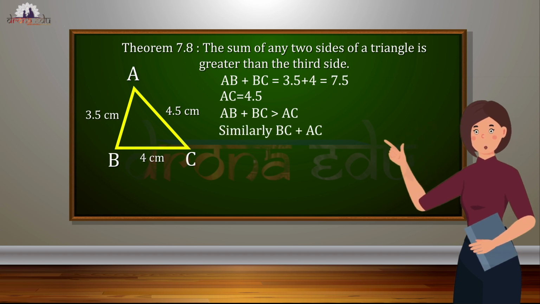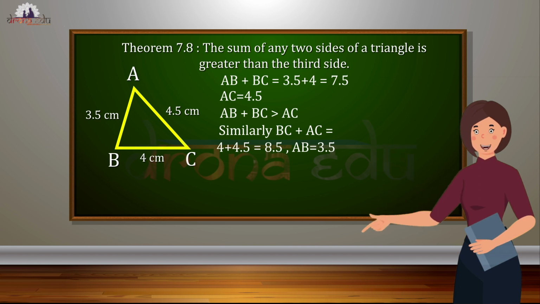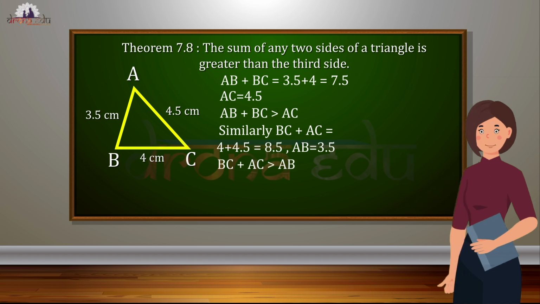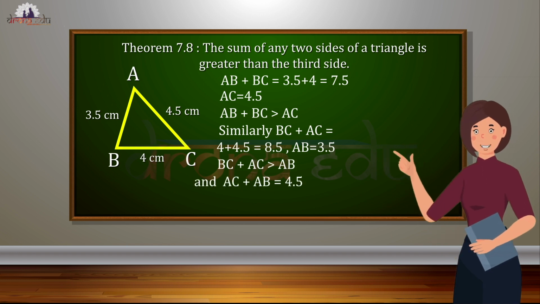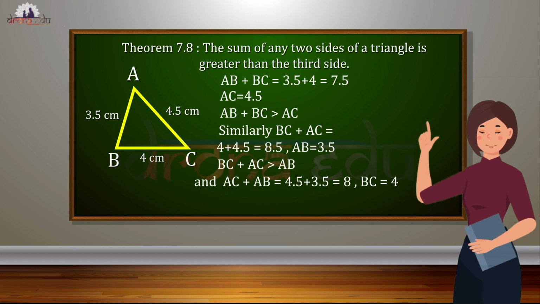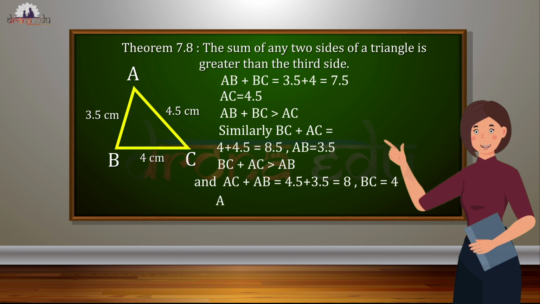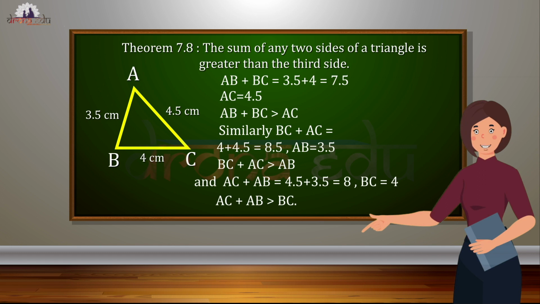And similarly, if you find BC plus AC, we're going to have 8.5, which is greater than the AB value, which is 3.5. So I can say that BC plus AC is greater than AB. And similarly, AC plus AB also. So I'm going to have 8, where BC is equal to 4. So I can say that AC plus AB is greater than BC. And this is about theorem 7.8. And this is about the inequalities in triangles.